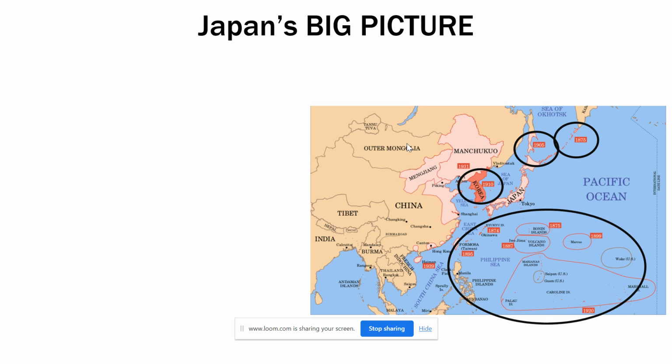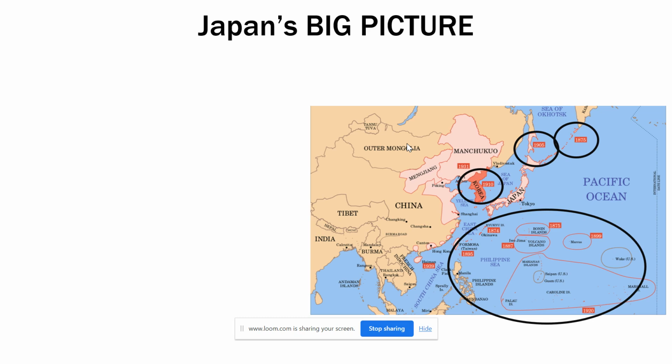Okay, it really does start with Japan's big picture for after World War I. As most historians agree, World War I really does set up World War II, and it's no different over in Japan.